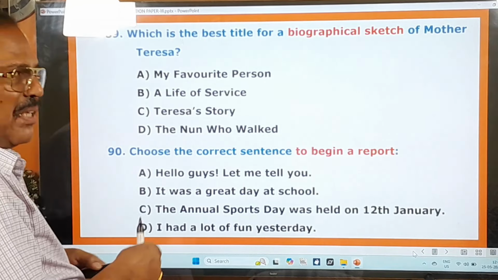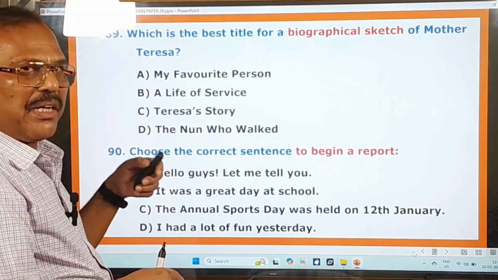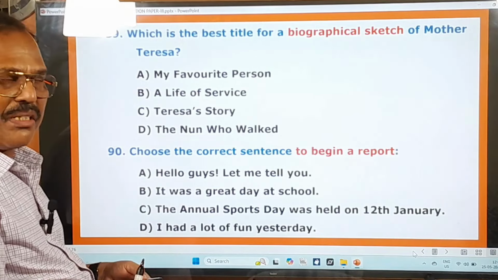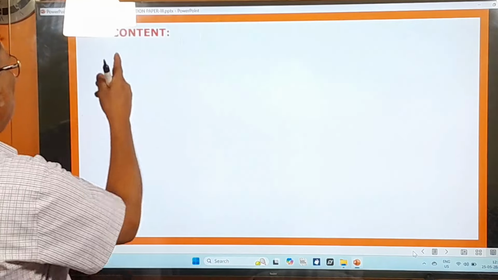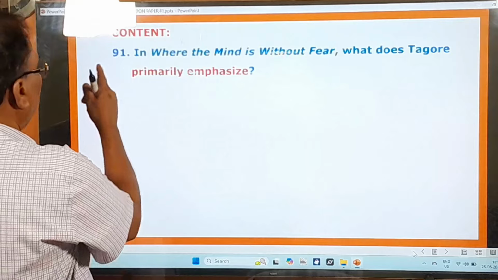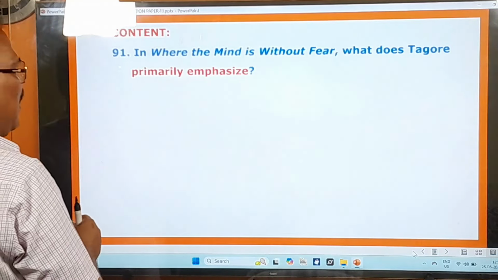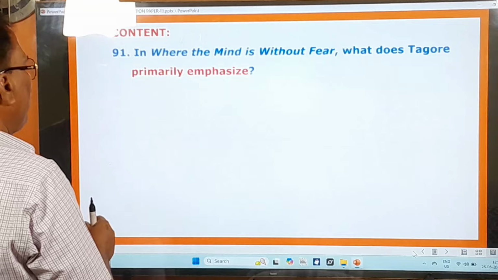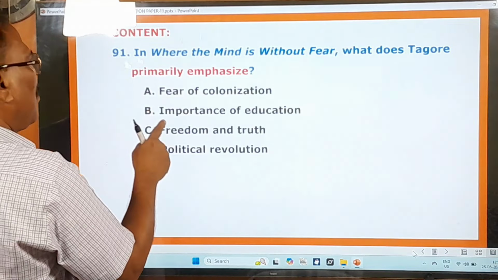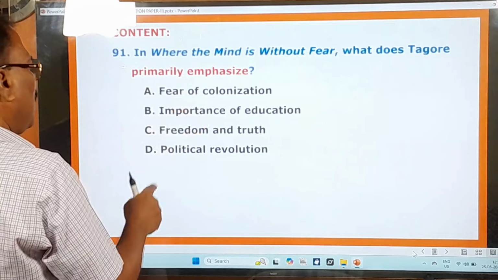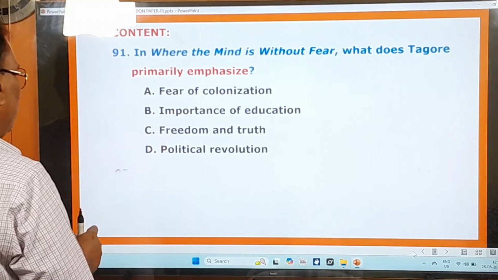So with this, the questions on grammar and vocabulary will come to an end. Now let us take up the questions on content. Content. 91st question. In Where the Mind is Without Fear, what does Tagore primarily emphasize? Fear of colonization, importance of education, freedom and truth, political revolution.